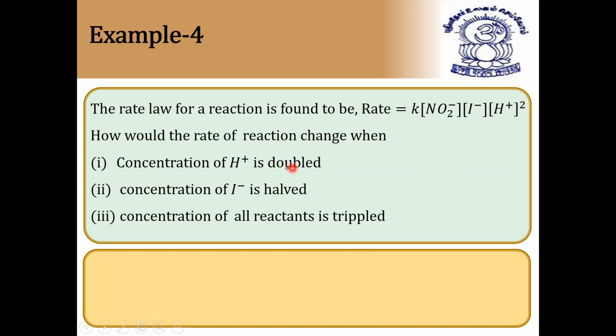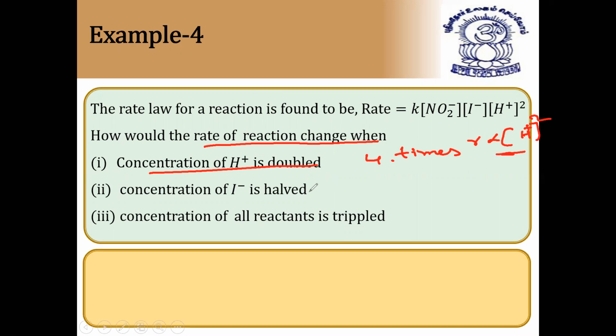So if H plus is doubled, rate increases how many times? 4 times. So the answer is 4 times. The rate of reaction when the concentration of H plus is doubled becomes 4 times, since R is proportional to concentration of H plus whole to the power of 2. If it were 1, only 2 times, but it is 2, so that's why it is total 4 times.